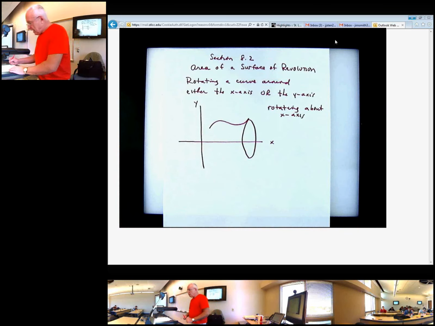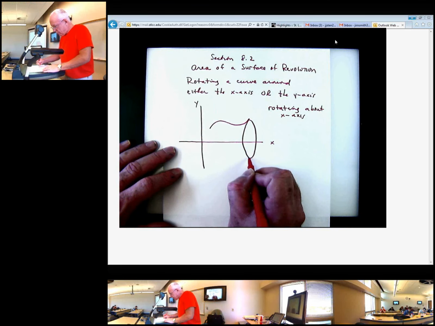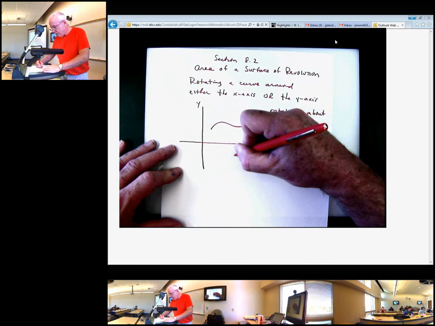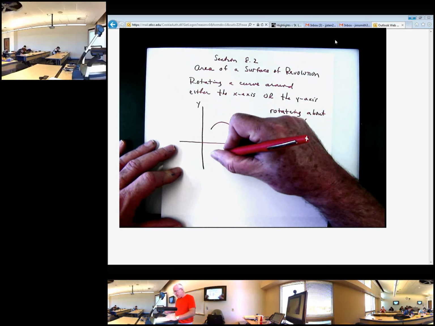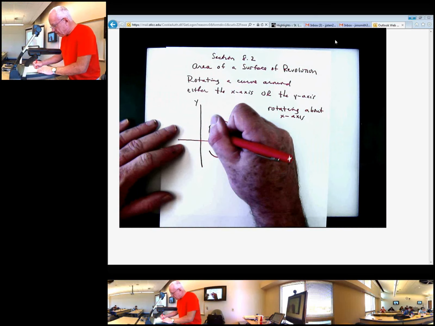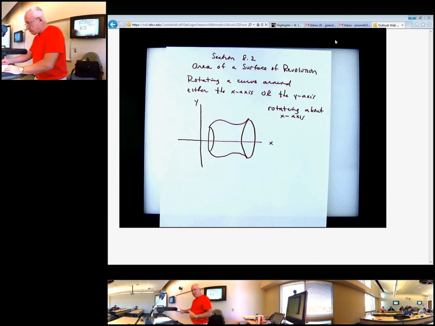Circle. Let me first try to draw the mirror image. This curve is going to go up and then down and up like that. It's going to look like that. Well, that's not too bad for me. And then we're going to have circles here, all right? So the whole thing is being revolved around the x-axis.